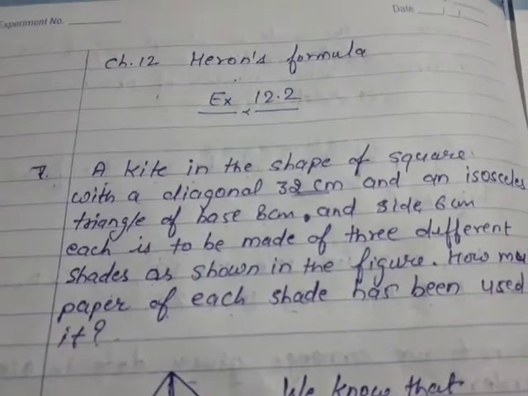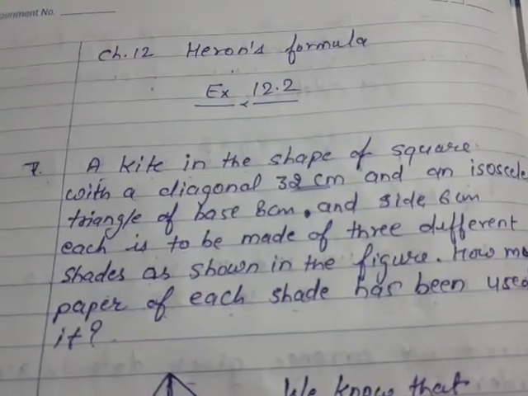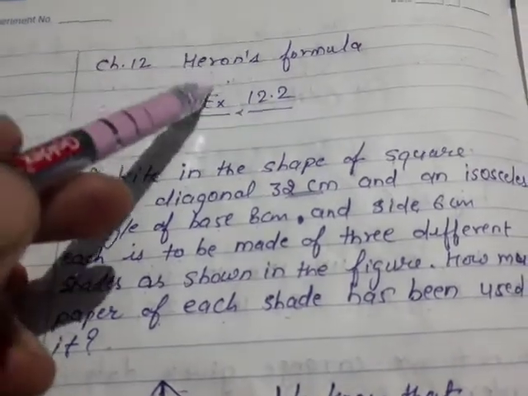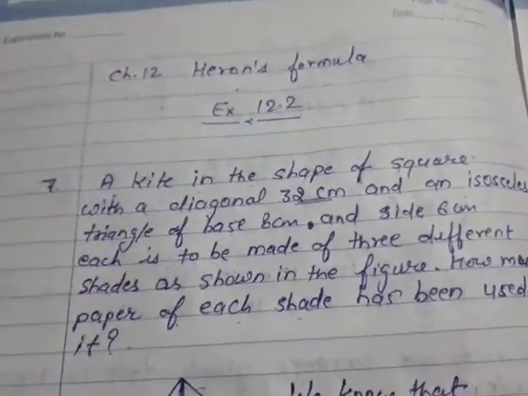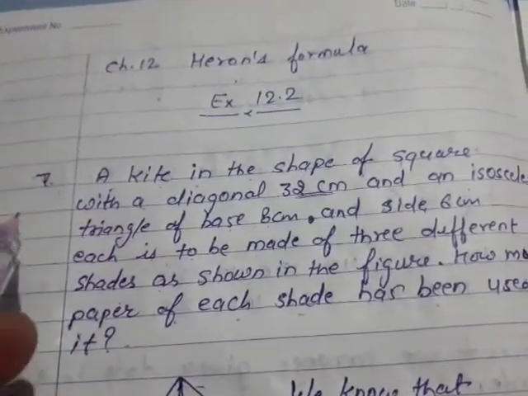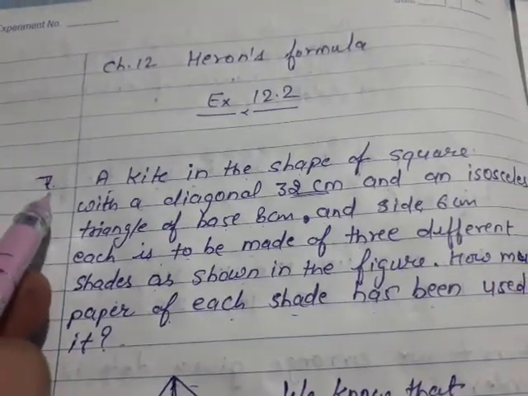Hello everyone, today we are going to study exercise 12.2 of chapter 12, Heron's formula. Yesterday we discussed up to question number 6, today we start from question number 7.